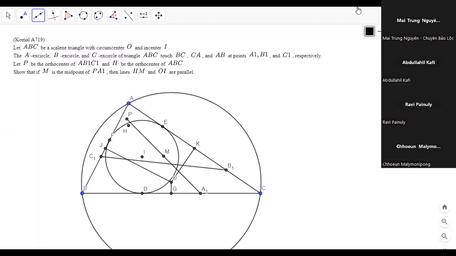Okay. BC1 equals B1C. Oh yeah, because AE equals AF. So yeah, BC1 equals B1C. And it's perpendicular to the Gauss line of that quadrilateral. So interesting.